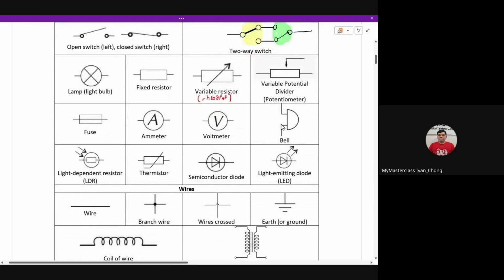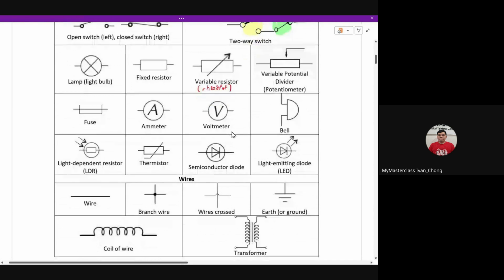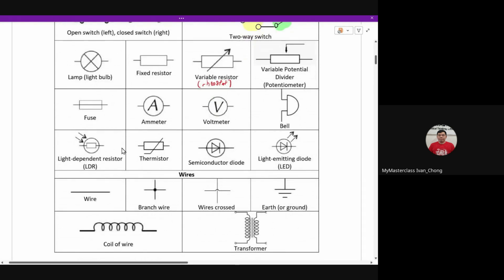Okay, for your bell, you don't really need to know how to draw it. Just know that it exists and what it looks like. You have your LDR and your thermistor. Now, these two are basically what we call transducers. You don't need to know the term itself, but if your school does mention it, do take note of what they are. Okay, transducers. Then your semiconductor diode, basically this one, remember, it does not obey Ohm's law.